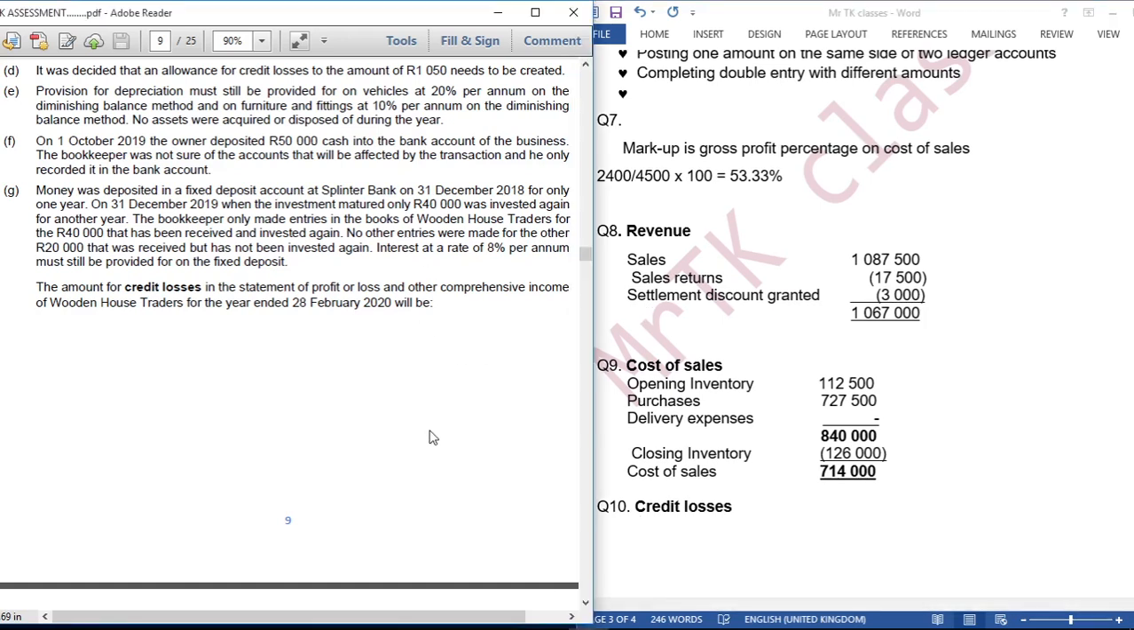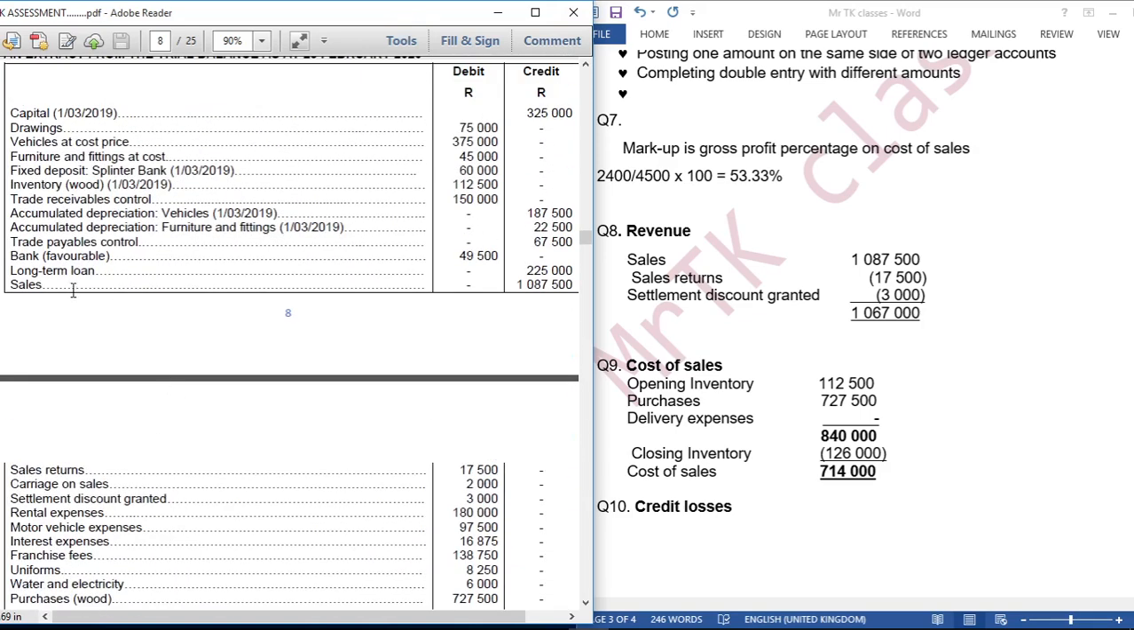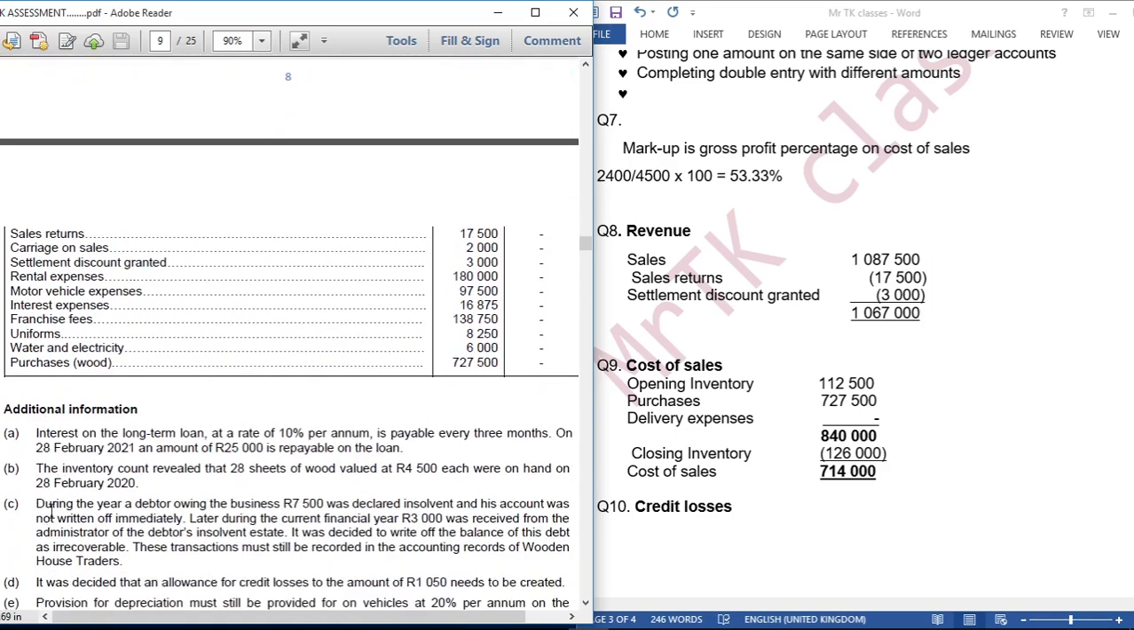Let us come here and see what is in our question. Do we have any credit losses in the trial balance? All right, let us go down. During the year, a debtor owing the business 7,500 was declared insolvent, and this account was not written off immediately. Later, during the current financial year, 3,000 was received from the administrator of the debtor's insolvent estate. It was decided to write off the balance of the debt as irrecoverable.